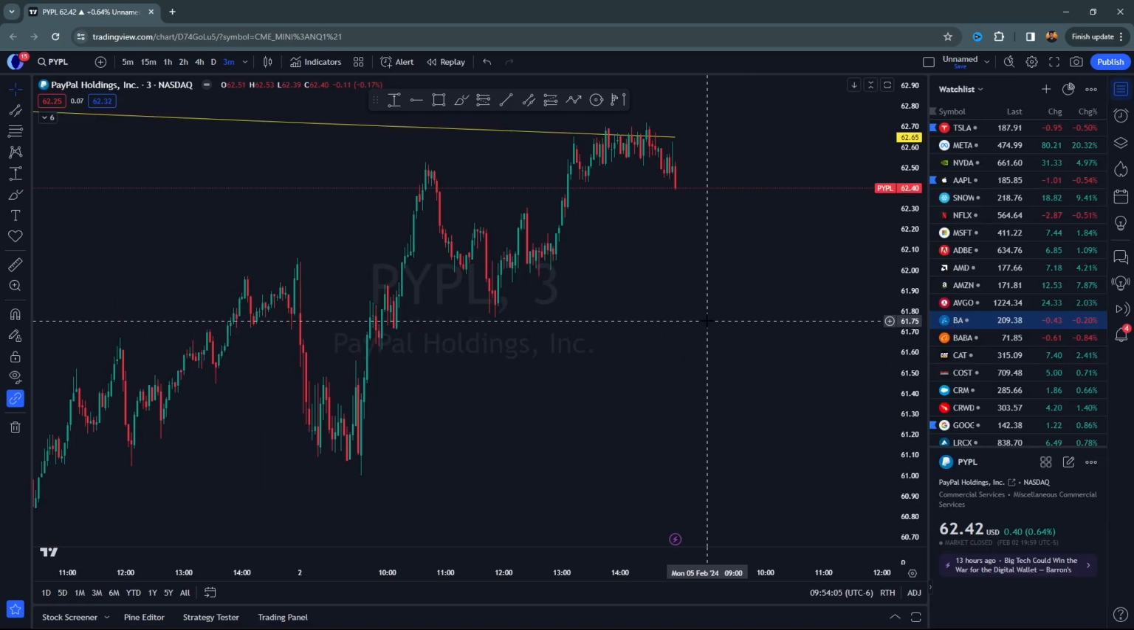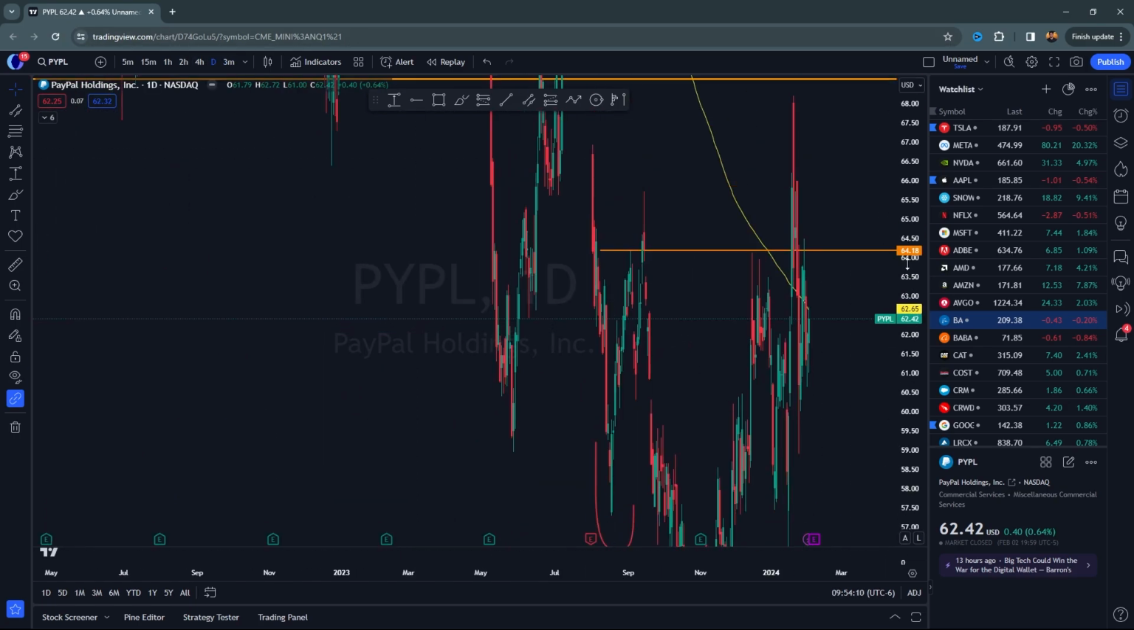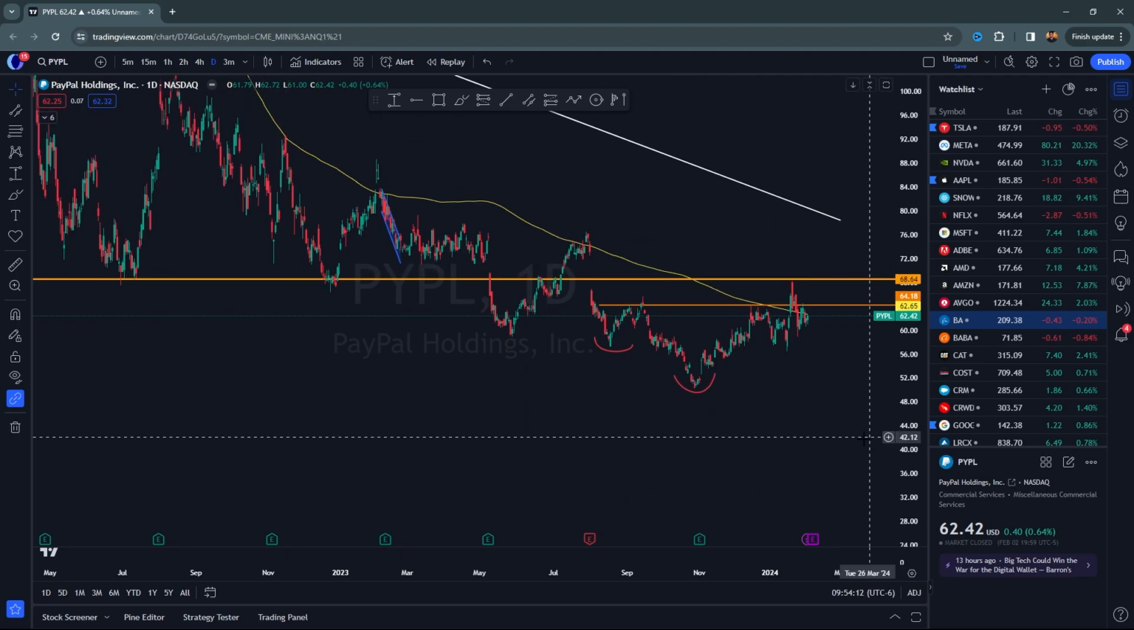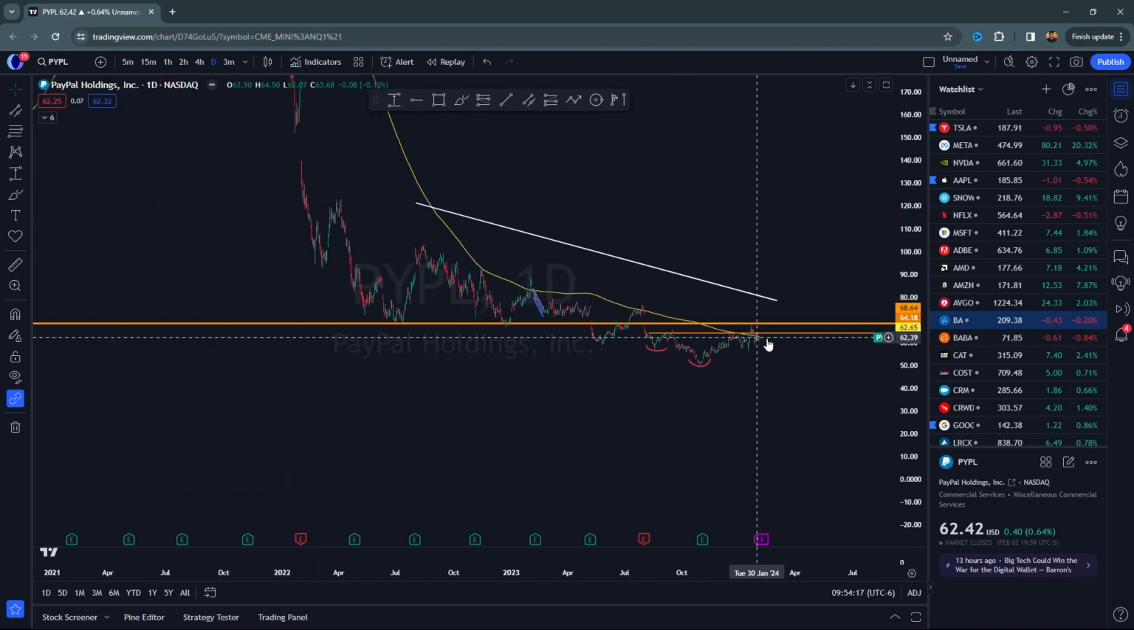So I'm going to use an example like PayPal, something that has been moving inherently weak. Now, a lot of guys would disagree with me and say it's a great trade to the upside, whatever it may be. But if you go to the daily, you can see PayPal has only been going down, and you're below your clear 200 SMA.